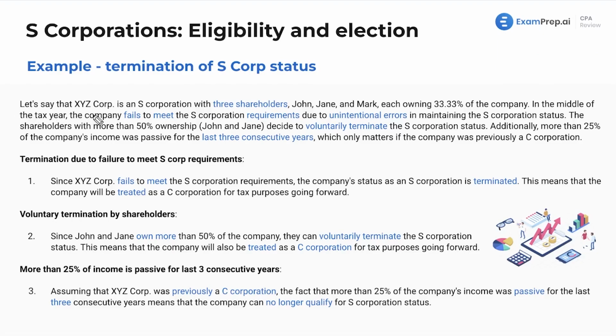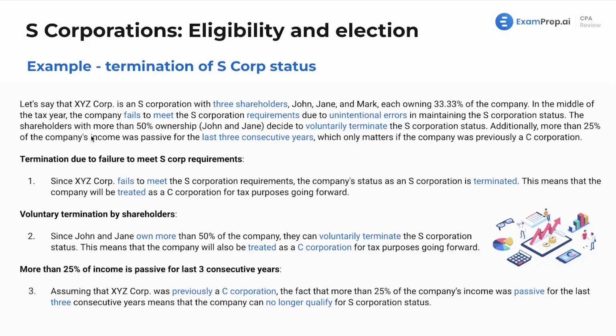Now, let's say that XYZ Corporation is an S Corporation. They've got 3 shareholders, John, Jane, and Mark. They each own 33% of the company. In the middle of the tax year, the company fails to meet the S Corp requirements due to unintentional errors in maintaining the S Corp status. The shareholders with more than 50% ownership, John and Jane, decide to voluntarily terminate the S Corp status.